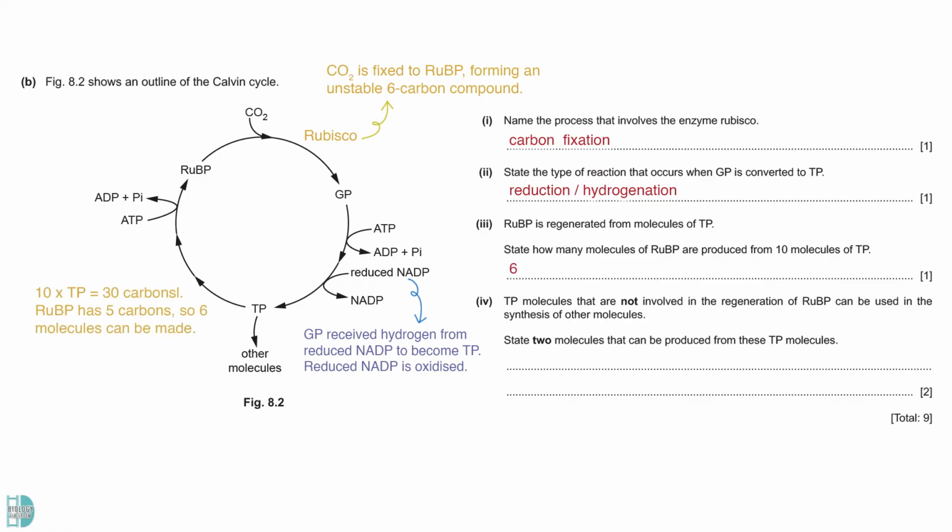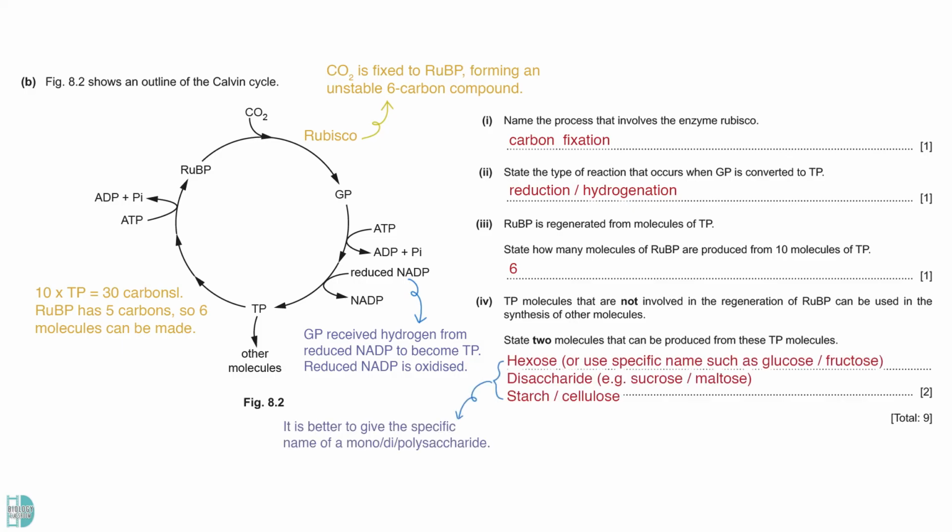10 molecules of TP have 30 carbons in total. RuBP has 5 carbons, so we can make 6 molecules of it. TP can be used to make all kinds of photosynthetic products. Carbohydrates, including monosaccharides, disaccharides, and polysaccharides, can be synthesized. My suggestion is to use specific names of carbohydrates such as glucose, sucrose, and starch instead of the common term to answer this question. Amino acids and the components of lipids can also be synthesized.